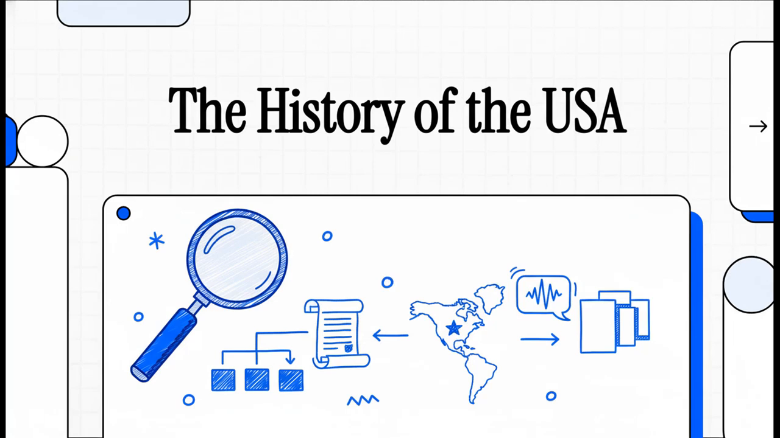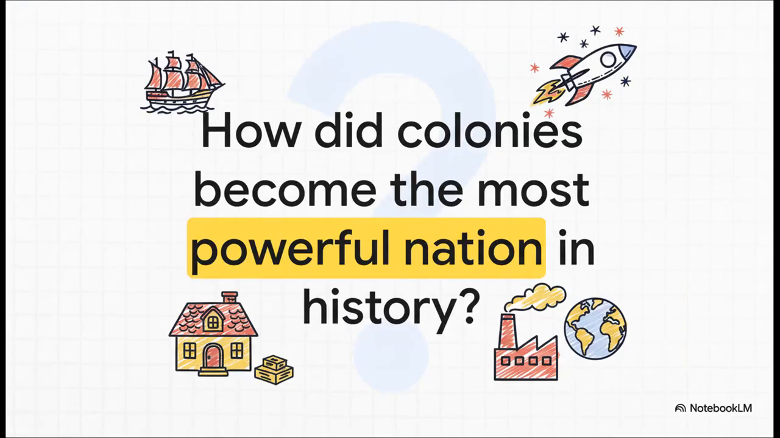Welcome to The Explainer. Today, we're taking on a huge story, the entire history of the United States. We're going to break down how a small collection of colonies grew into the world's most powerful nation, all in one go. I mean, it's a pretty wild question when you think about it. It's a rise that, in a lot of ways, nobody saw coming.